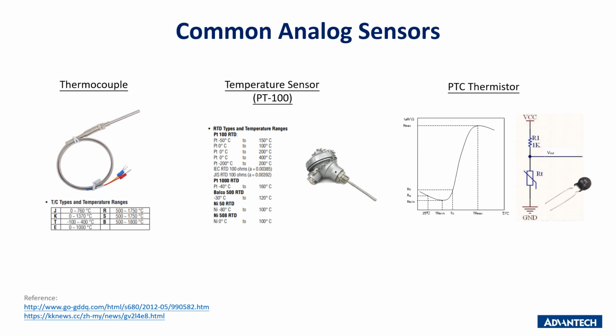The second type of temperature sensor is the PT100. At 0 degrees Celsius, the resistance is 100 ohm. When the temperature increases, the resistance and voltage output will also increase.